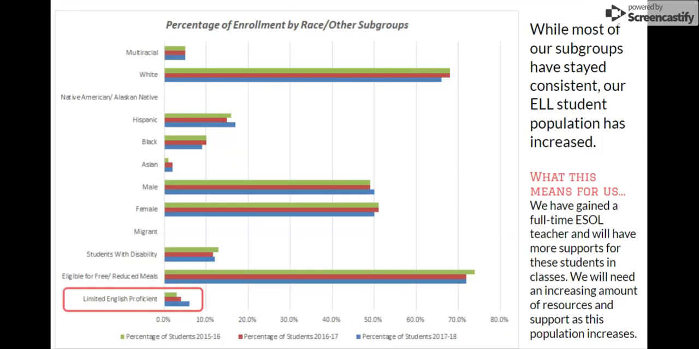While most of our subgroups have stayed consistent over the past years, our ELL population has increased. So what this means for us is we have gained a full-time ESOL teacher, and we will have more supports for these students in classes. We will need an increasing amount of resources and support as this population increases.